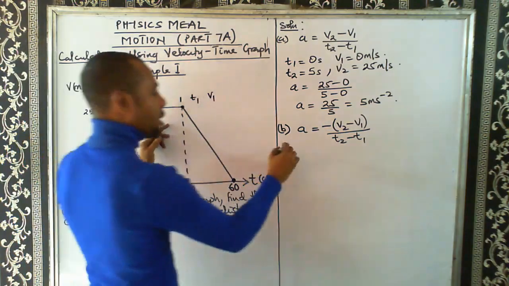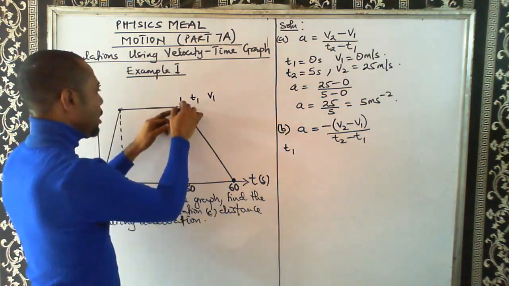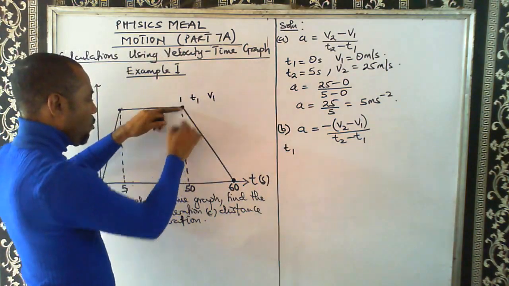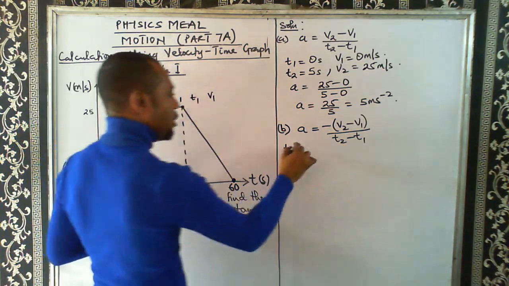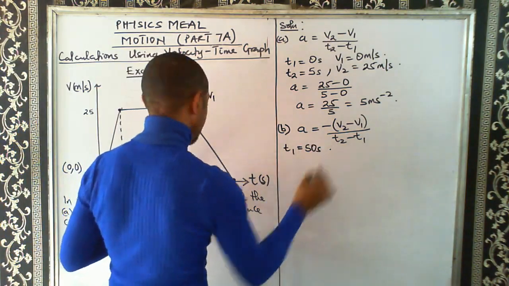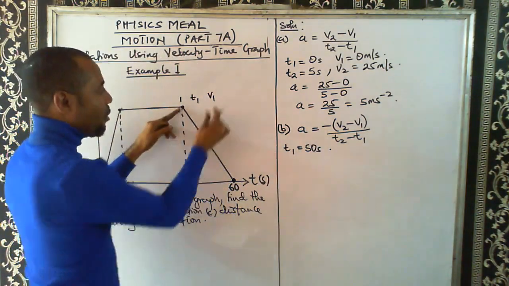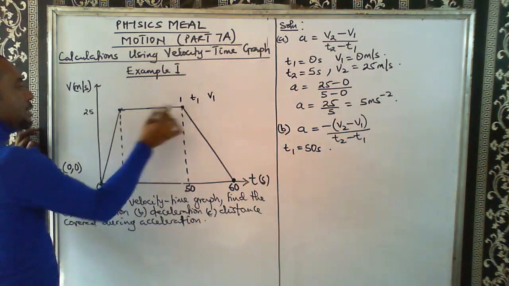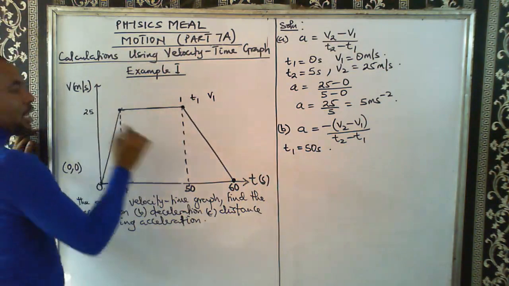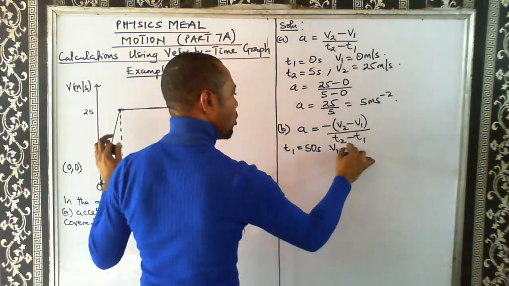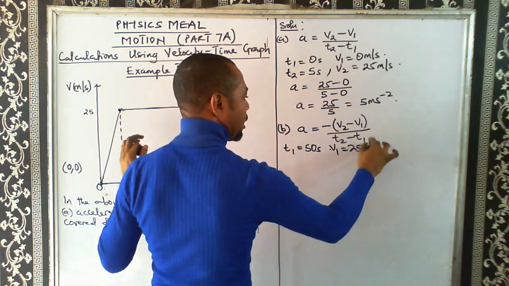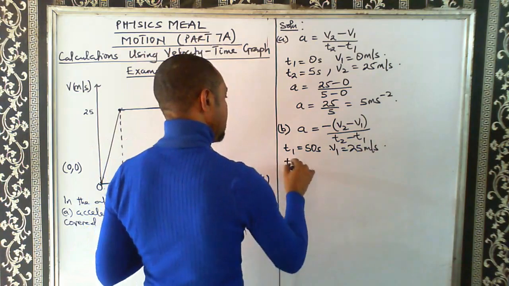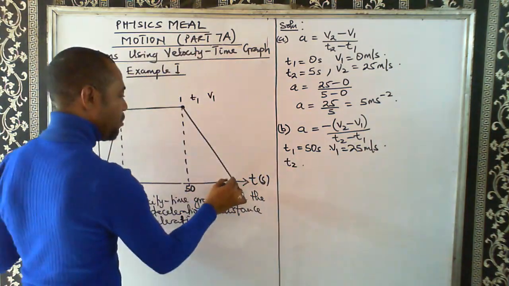So how do we get our T1 here now? We move down to the time axis. That will give me 50 seconds. How do we get our V1? From this point, we move to the velocity axis, and V1 becomes 25 meters per second. Then, how do we get T2? This is the end point.